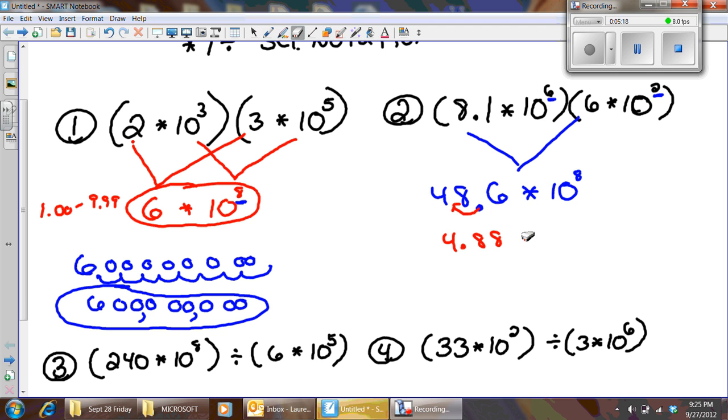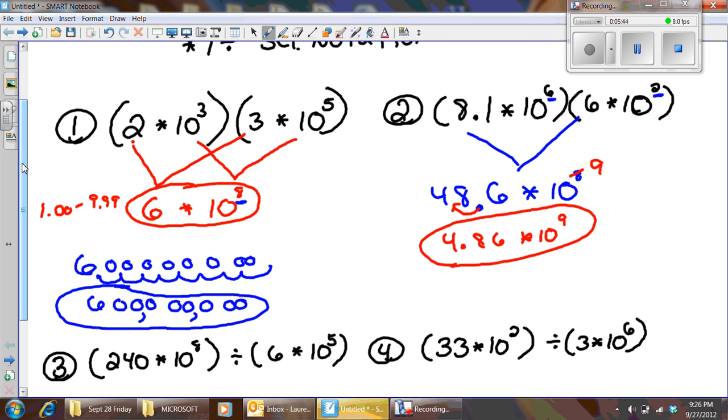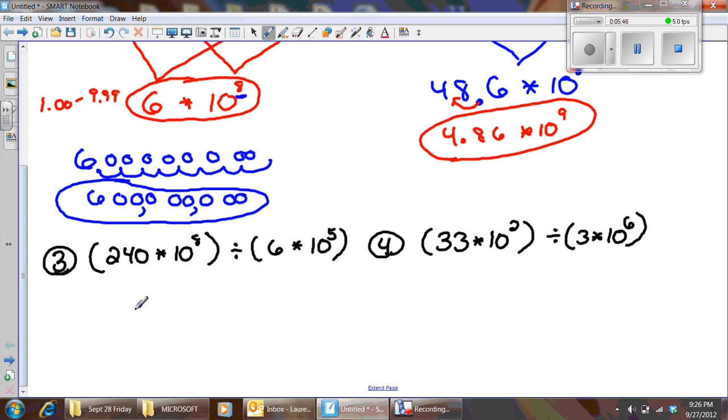Times 10. But if I divide this guy by 10, he got smaller, right? This exponent will have to be multiplied by 10 and get larger, right? When the decimal gets smaller, the exponent has to get larger. Otherwise, they're not equal anymore. Okay, so don't worry, we're going to get some practice with this in class tomorrow.